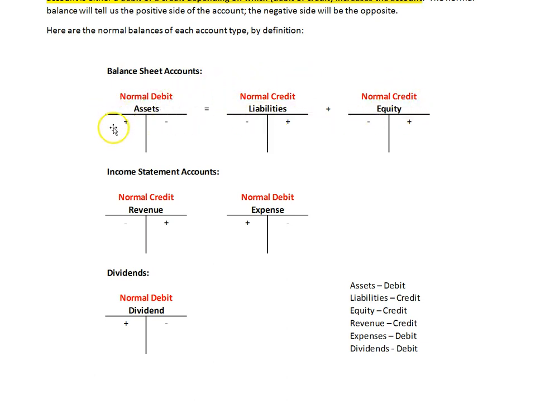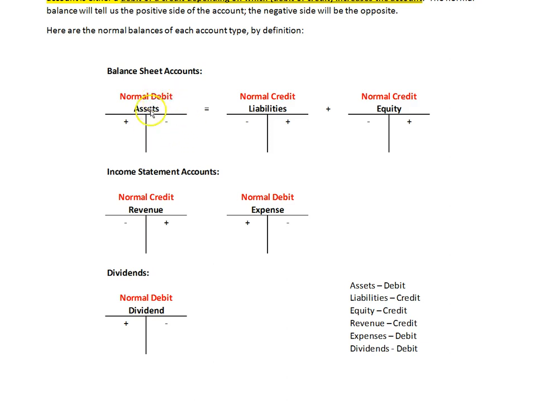It means that the debit side is the positive side. So the debit side, which is the left side, is the positive side. The negative side would be the other side, the credit side. So with cash, if we want to increase cash, we're going to debit the cash account. Because it's an asset, a debit would increase it. If we're paying out cash and we need to decrease the cash account, we would credit the cash account. So that gives you an example of what it means.